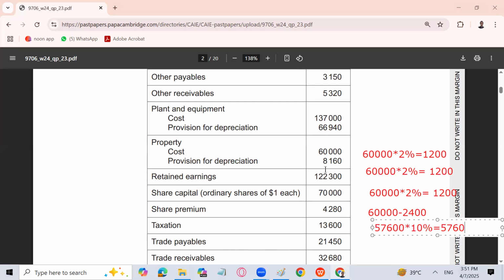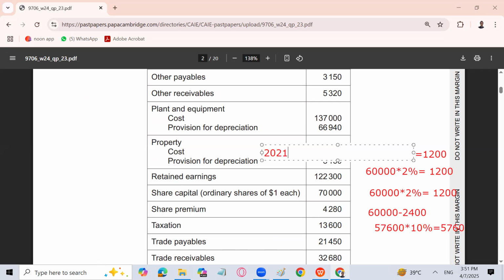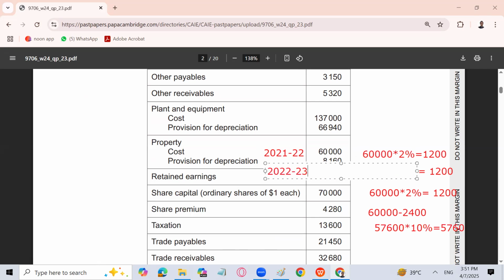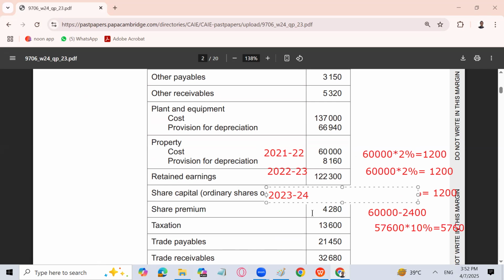I'll repeat again. This is 8160, the depreciation which has been given in the question. How is it calculated? The depreciation charge is at the rate of 2% on the cost through the straight line method. So we have depreciated from 2021 to 22, 60,000 into 2%, that is 1200. Again 2022 to 23, again it will come 60,000 into 2%, 1200. Then for the third year, 2023 to 24, 60,000 into 2%, 1200. But instead of charging 1200, we have wrongly charged depreciation by the reducing balance method at the rate of 10%.